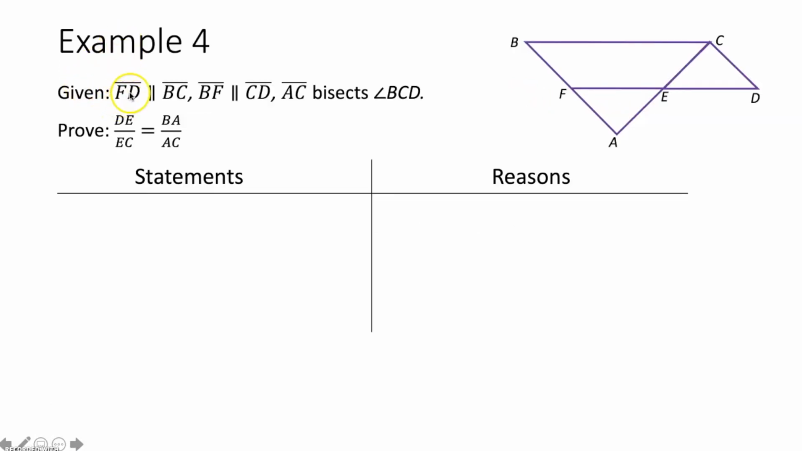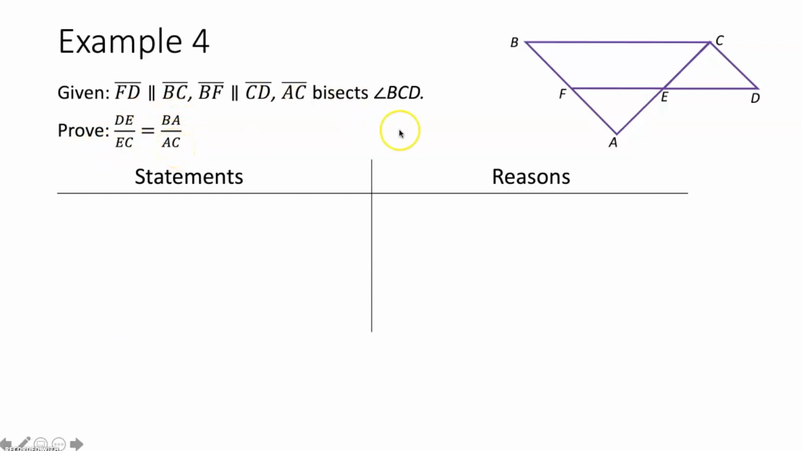Now example 4 says given segment FD is parallel to segment BC, segment BF is parallel to segment CD, and segment AC bisects angle BCD, we want to prove that the measure of segment DE over the measure of segment EC is equal to the measure of segment BA over the measure of segment AC.